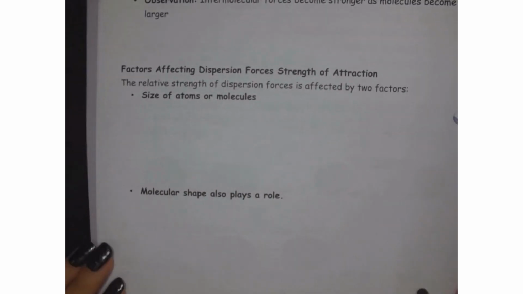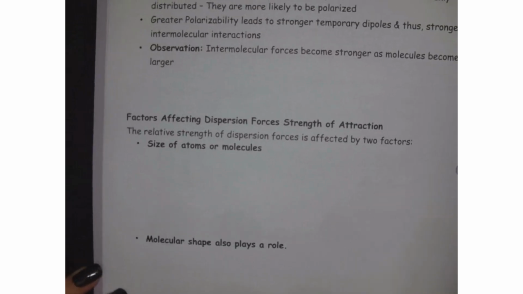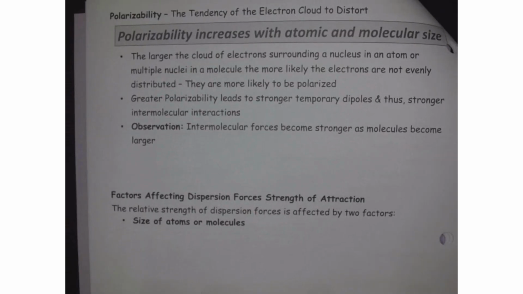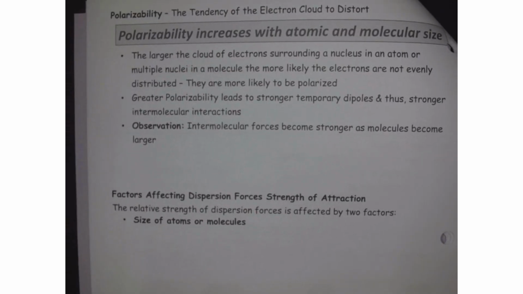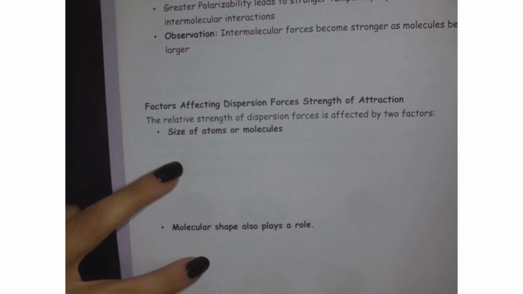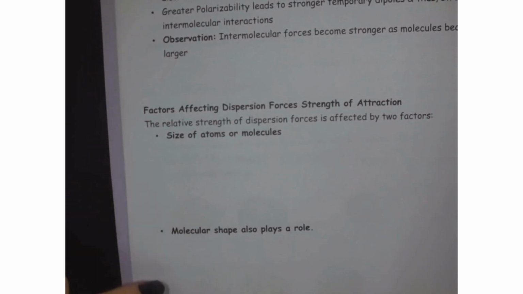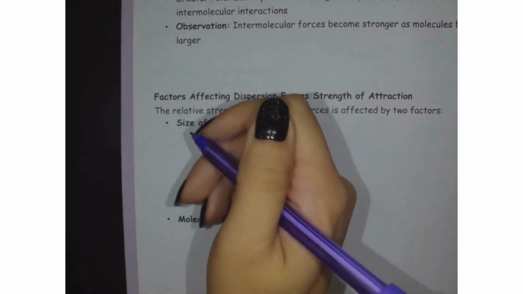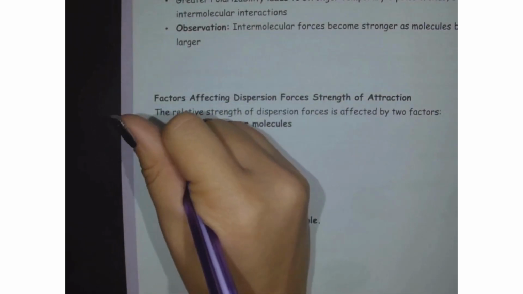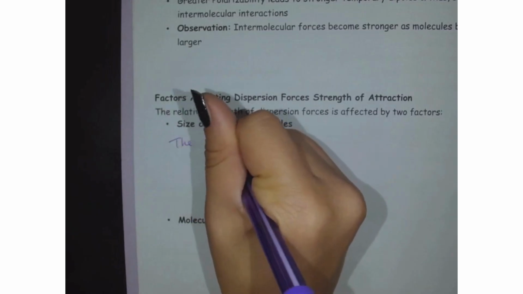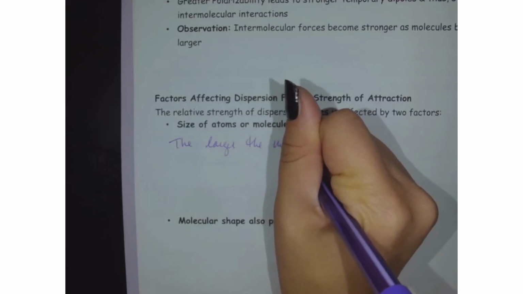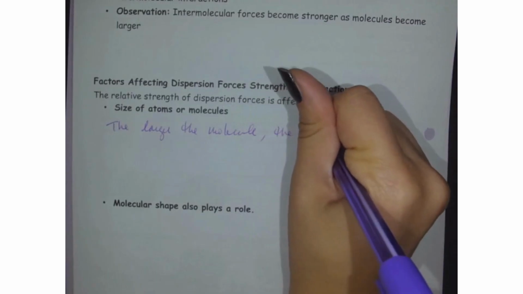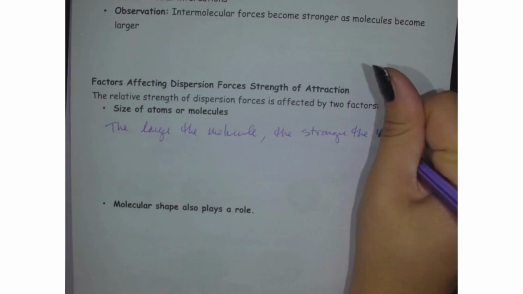There are two ways that this London dispersion can be stronger or weaker, okay? And so these are the two: the size of the molecules or the atoms, and then the shape, okay? We get stronger London dispersion, like let's do this. The larger the molecule, the stronger the London dispersion force.